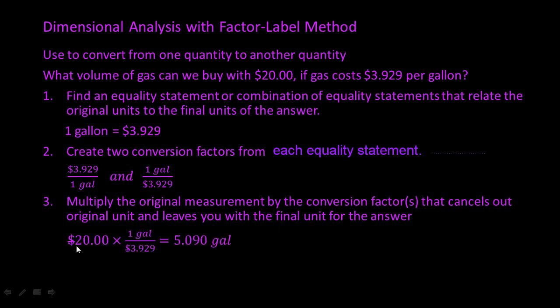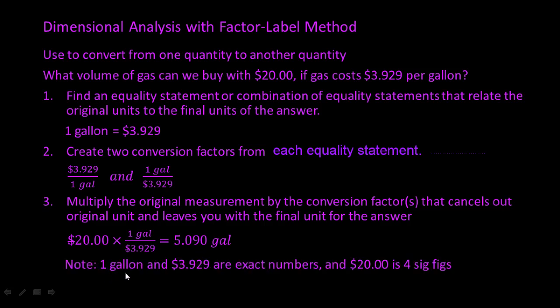Well, in this case, we start with $20, so our conversion factor has to have the gallons in the numerator and the dollars in the bottom, so the dollars cancel out. We go ahead and perform the calculation, and we're left with 5.090 gallons. Note that the 1 gallon and the $3.929 are exact numbers, and then the sig figs in the $20, 4 sig figs. So that means our answer will have 4 sig figs. So this is dimensional analysis with the factor label method.